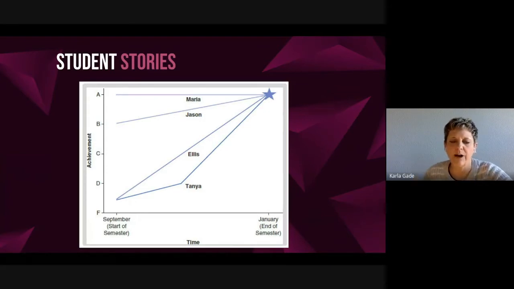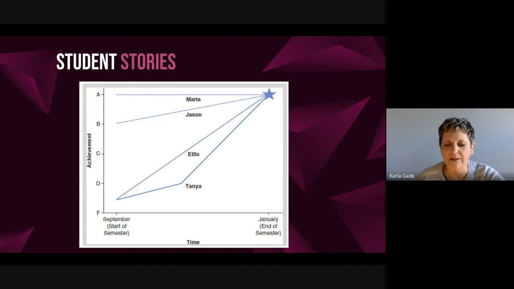Then you see the scores for Ellis and Tanya, who both scored poorly at the beginning. Perhaps they attended a middle school that covered essay writing, but didn't really emphasize mastery of the concepts. However, with the help of their excellent teacher, they were able to make significant growth throughout the semester, and at the end, they also demonstrated A-level performance. Each of these students started at different places for much different reasons, and they progressed at different rates. But by the end of the semester, all have written a persuasive essay at the A level.